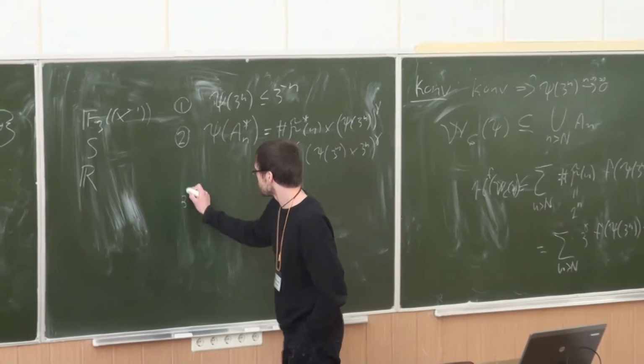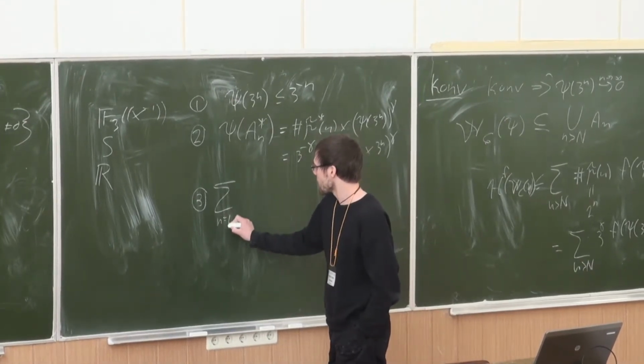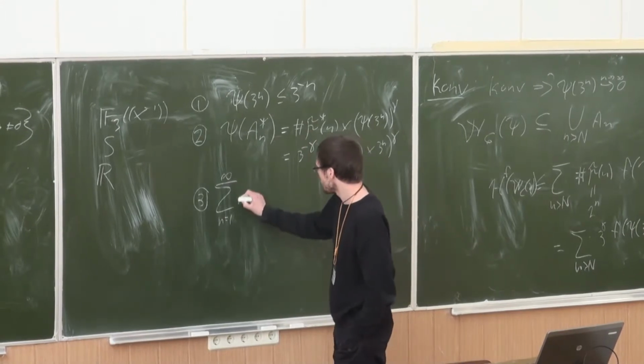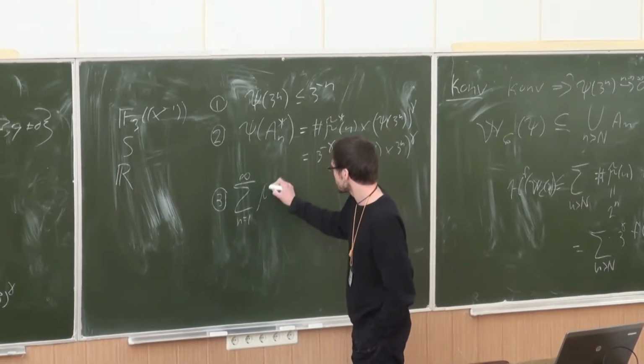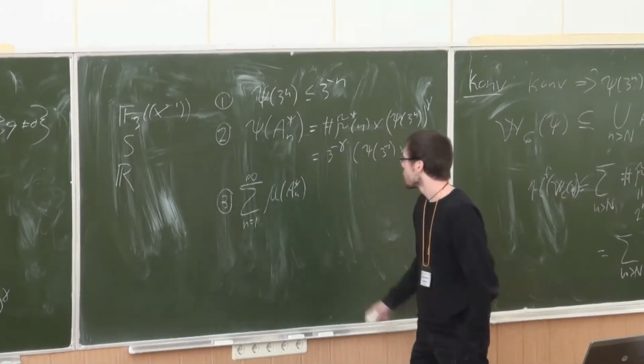So the next step is computing the sum from n equals 1 to infinity of the measure of A_n star.